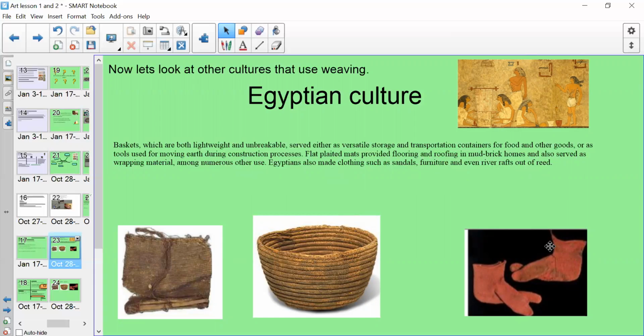So here are three items that Egyptians would have woven. So this would be like a bag that they might have woven. This would be an example of a basket. And this is an example of Egyptian socks that was found in Egypt. And that would have been woven as well. So those are just three examples of what the Egyptians would have weaved.